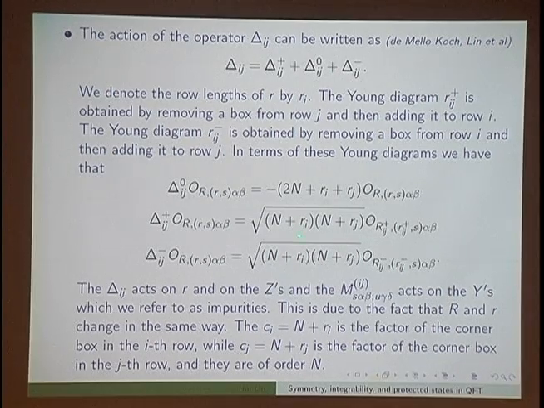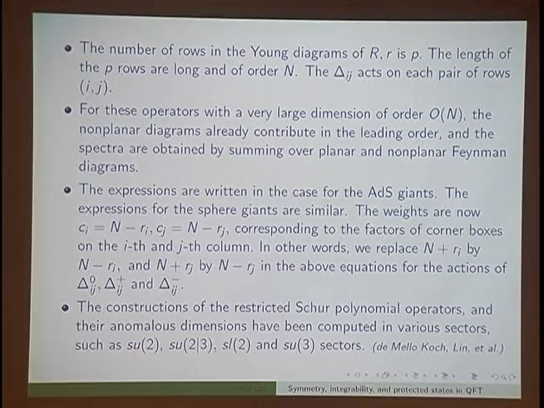And there are prefactors. Here, R_i is the length of the ith row, and M plus R_i is the weight of the corner box on the ith row. And it turns out the sum is a discretized version of the harmonic oscillator Hamiltonian. And therefore, this can be exactly diagonalized. In the above examples, the delta_ij acts on a pair of rows, and each row is mapped to a D-brane. So therefore, the delta_ij also acts on a pair of D-branes.